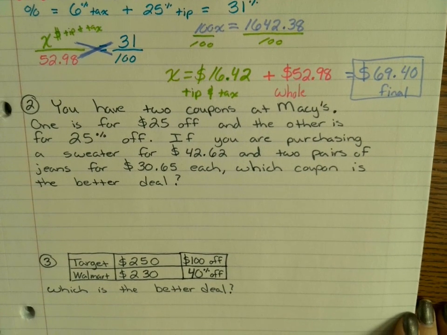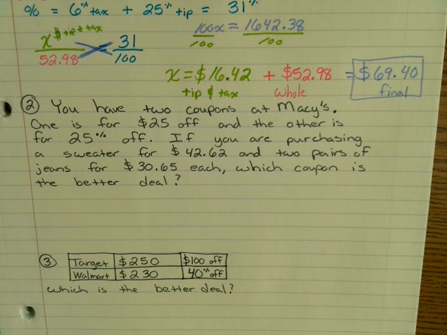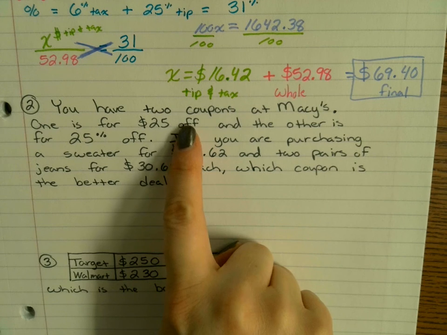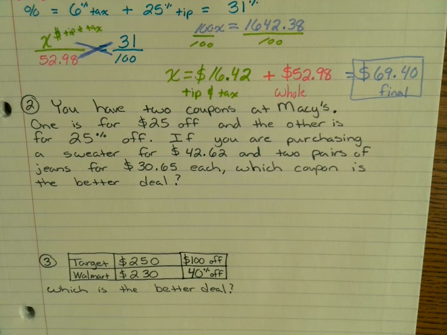Okay, let's go on to problem number 2. You have 2 coupons at Macy's. Let me tell you, this happens all the time. At a lot of stores, you might have a coupon that's a certain percentage off, and you might have a coupon that's a certain amount of money off, like dollars off. And you have to figure out which one you should use. Should you use the dollar off amount, or the percentage off amount? Sometimes the dollar off is better. Sometimes the percent off is better. It all depends on what the cost was. So you have to know how to be a savvy shopper, a smart shopper.